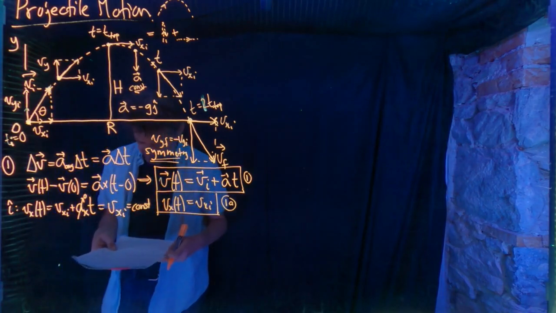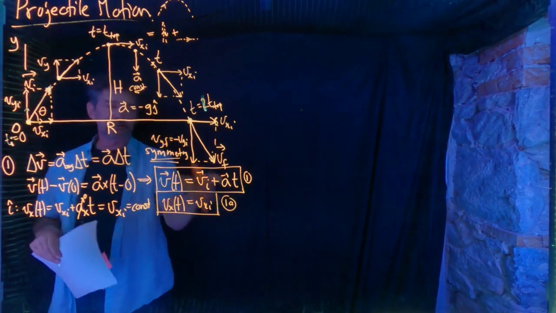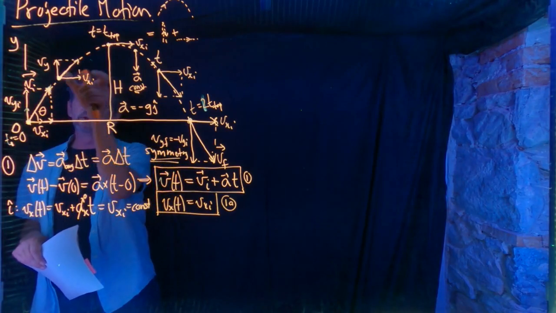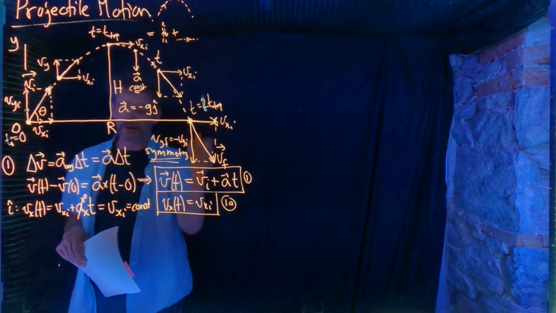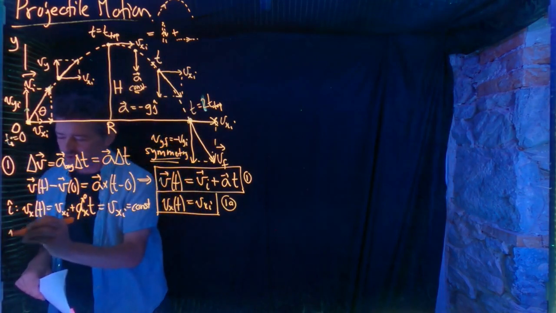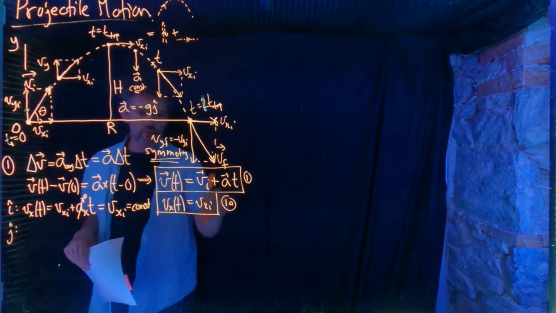And yeah, so that's pretty easy. That's basically just telling you this: the x component of the velocity at any instant of time is always the same. Okay, and then we can look at the j hat component of this equation, or the y component.